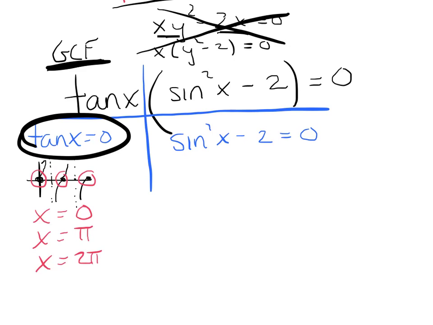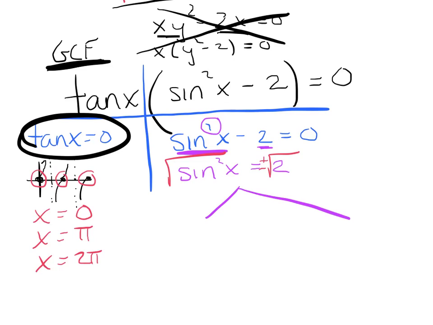Alright, let's continue on the other side. So I've got a squared term, and I can't factor it because this is not a perfect square, so all I'm going to do is bring the 2 to the other side, and ask myself, how would I get sine alone if it's squared? I would take the square root of both sides, and don't forget that plus minus. So let me split it up because I do have 2 answers. I've got sine x equals positive radical 2, and sine x equals negative radical 2.